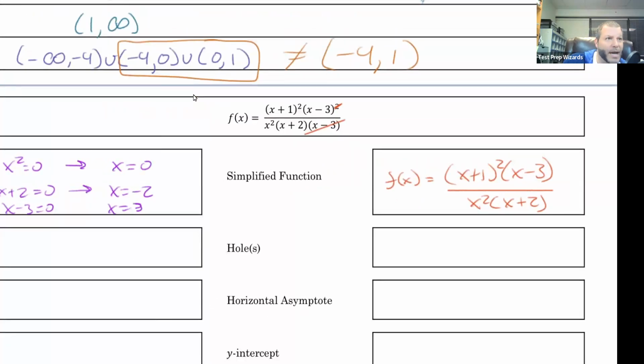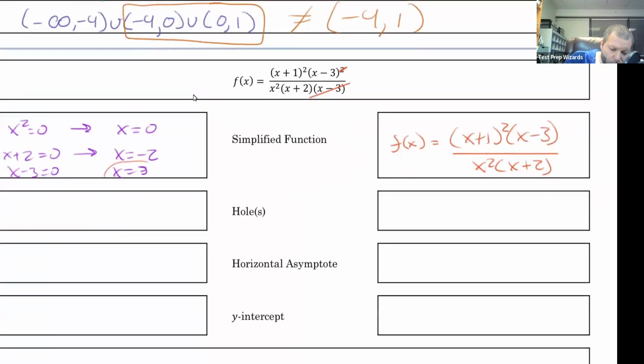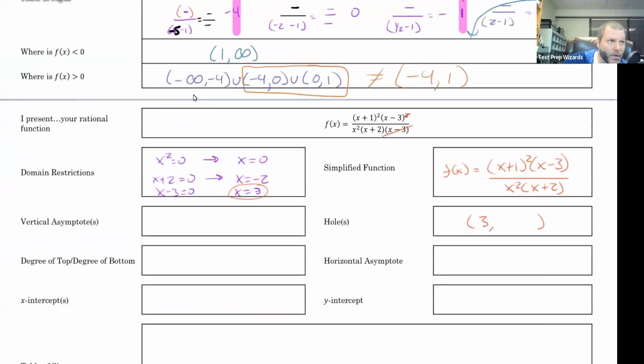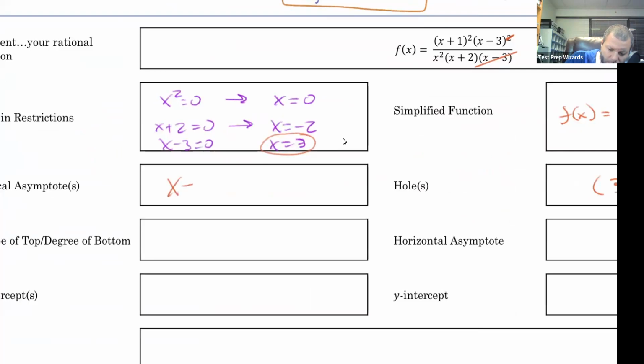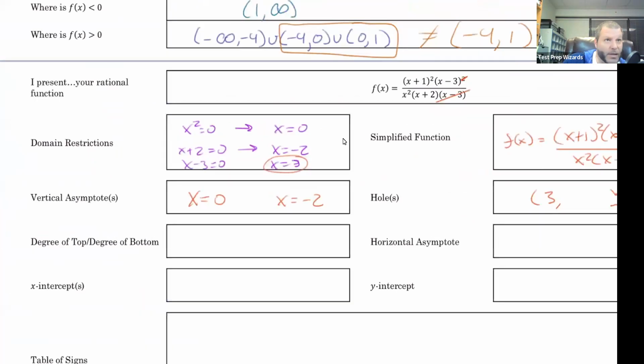Whenever we lose a factor from the denominator, it ends up being a hole. So 3 would be the x coordinate of our hole. The other two domain restrictions that did not cancel completely out each end up being our vertical asymptotes. So 0 and -2 would be our two vertical asymptotes.